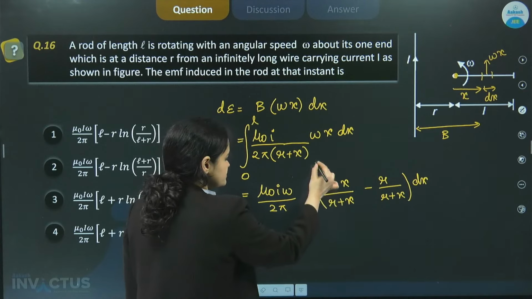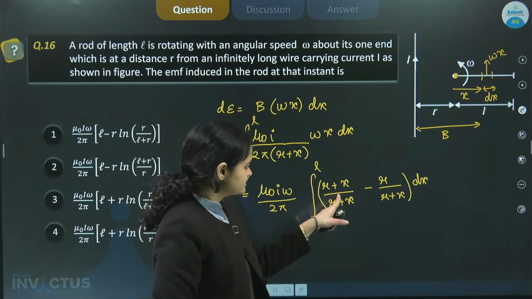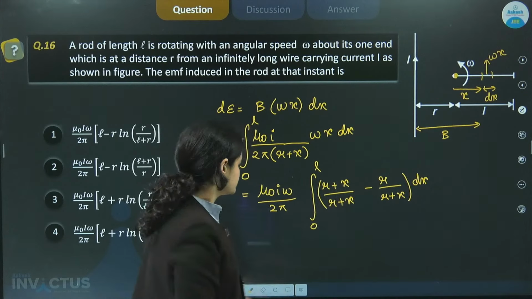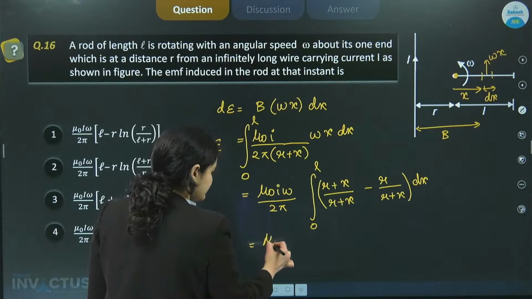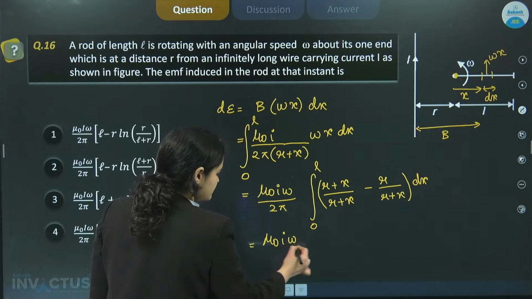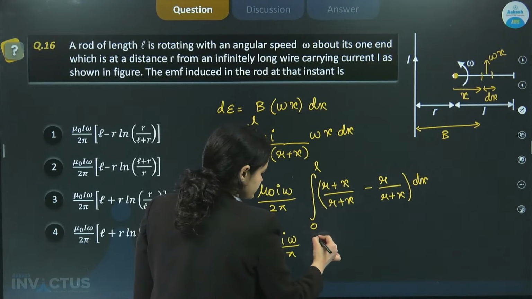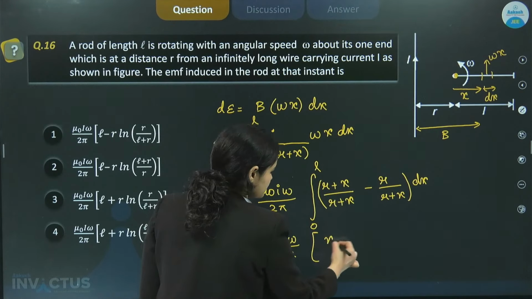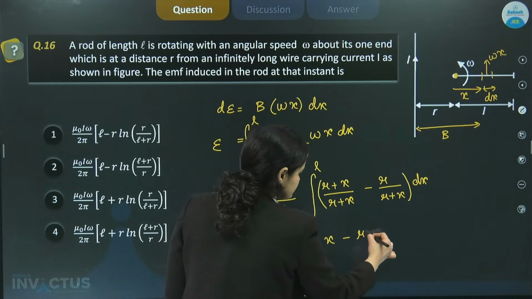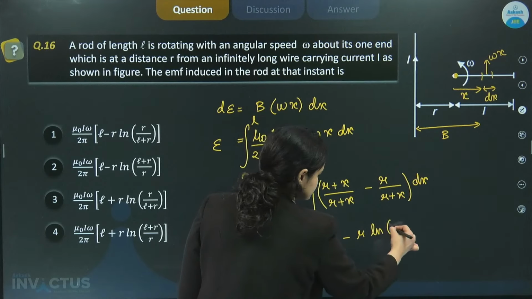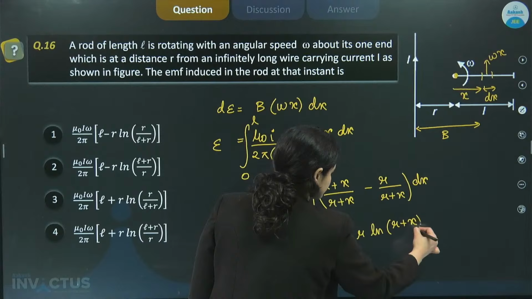Okay, so this is what we get. ये तो 1 दे देगा आपका यहाँ पे cancel होके, ठीक है. So after integration we will be getting mu naught I omega by 2 pi. Okay, so integration of 1 dx is going to give you x minus r ln x, that is r plus x, the value that we are getting over here.